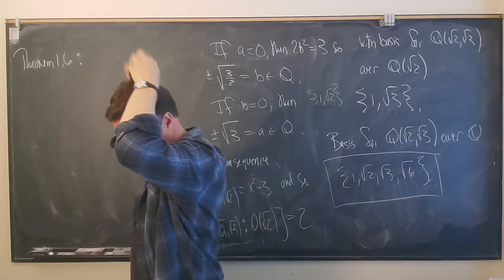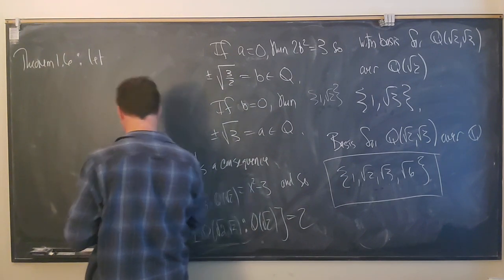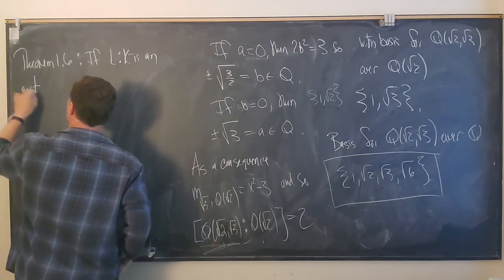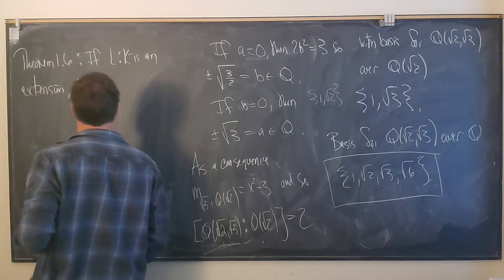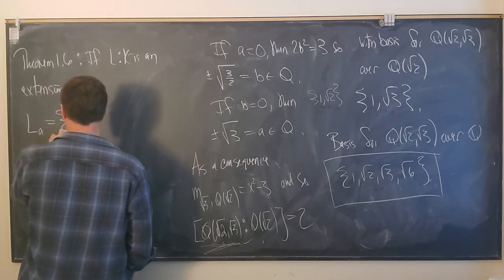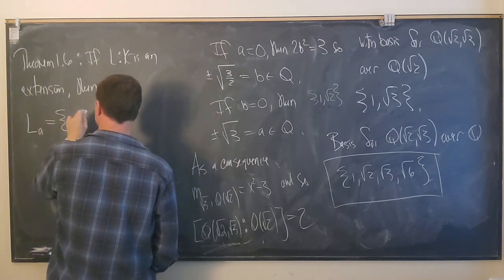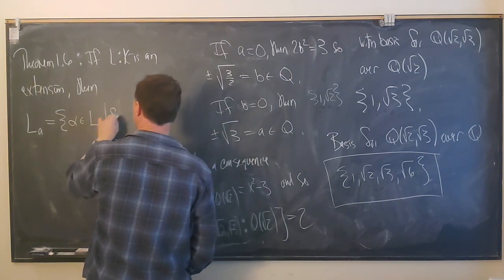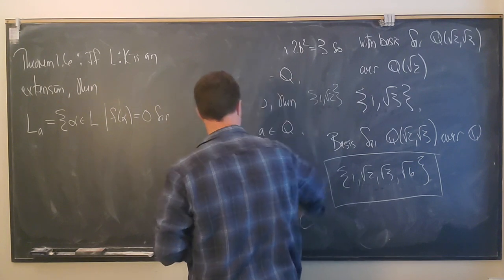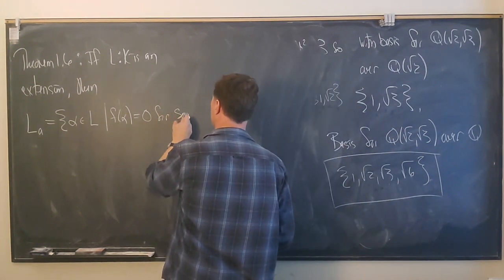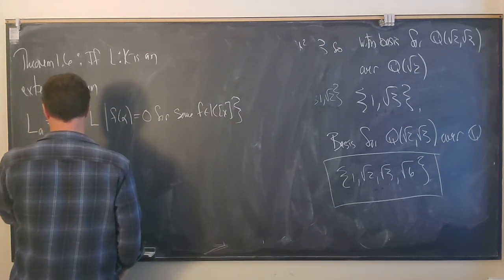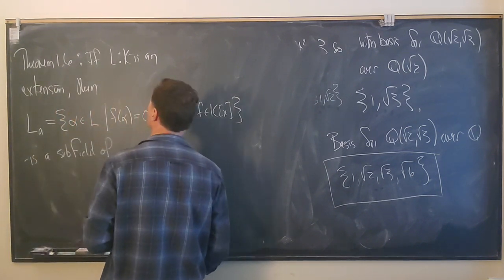So this is theorem 1.6. I'm going to start off with an extension, so let's say it like this: if L over K is an extension, then this set right here, which your book uses the notation L sub A, is equal to the set of all alpha in L such that f of alpha equals 0 for some f in K bracket X. This set right here is a subfield of capital L.